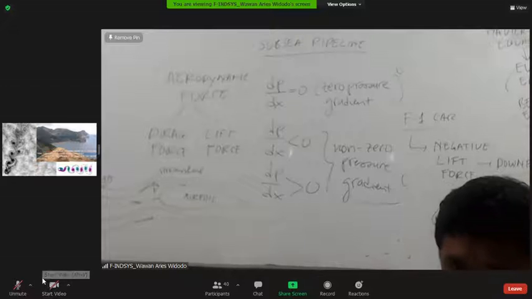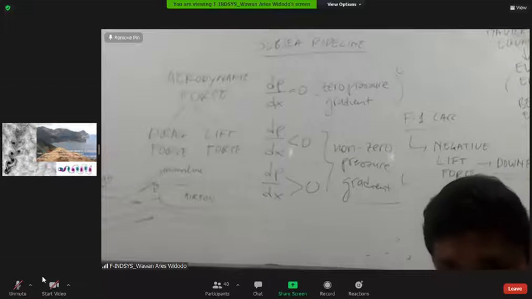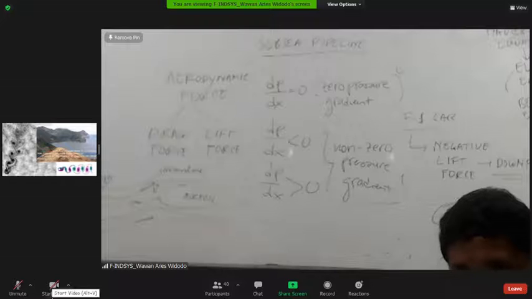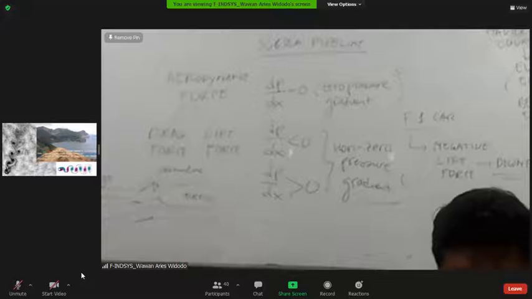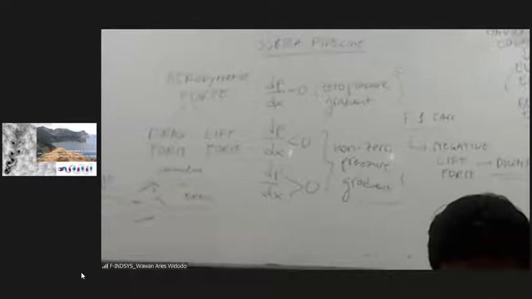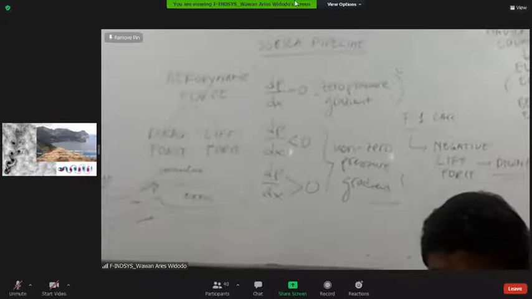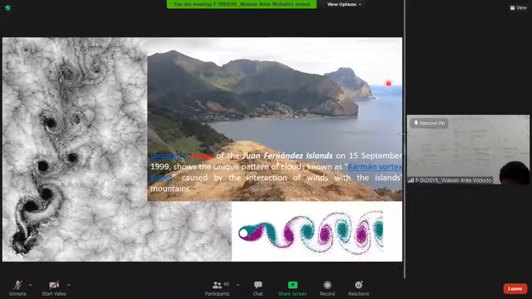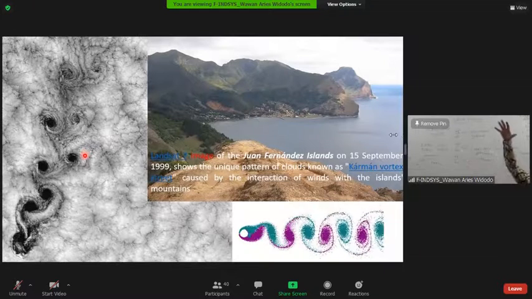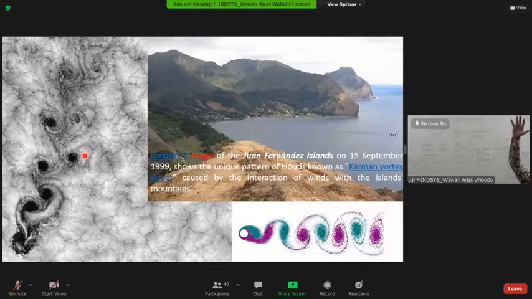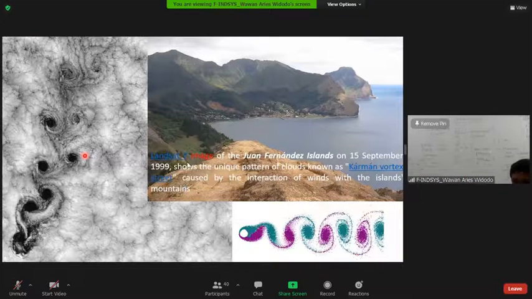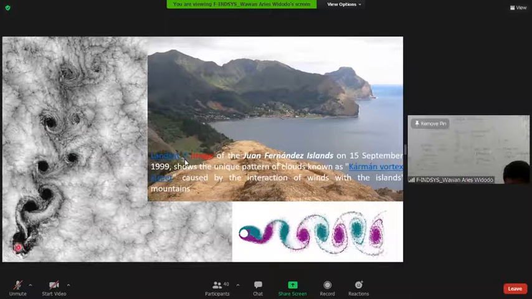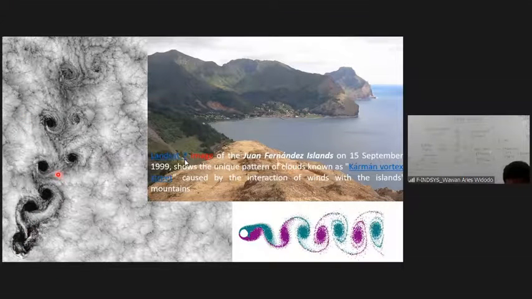Okay, this is an example here. If you want to know, this is a picture from the satellite. This is actually the picture of Juan Fernandez Island, the picture from above the sky. The picture was created by the Landsat 7 satellite. This one, we call the von Karman vortex street.